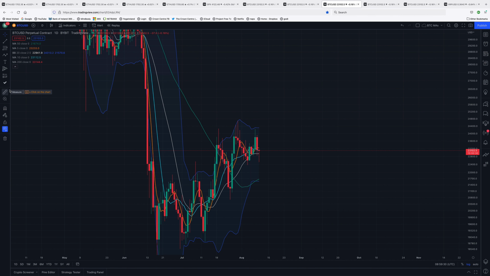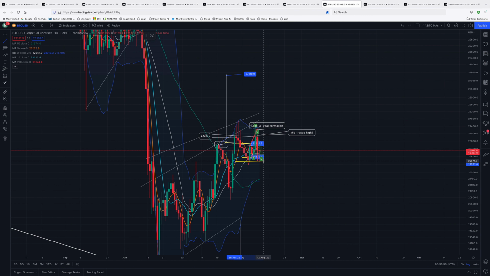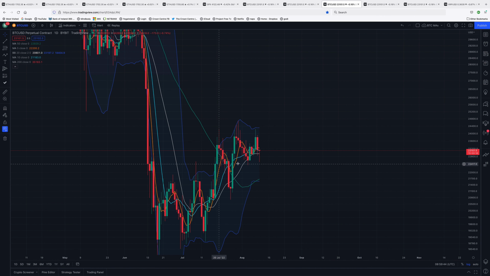Now, the reason for that is not just that it is my next main MA. It's also the massive peak formation that we have here. I will hide the drawings. So here is a massive M. So we have a double top between these two tops. And then if we consider the previous one, it's a triple top. So this is a rounded top formation.